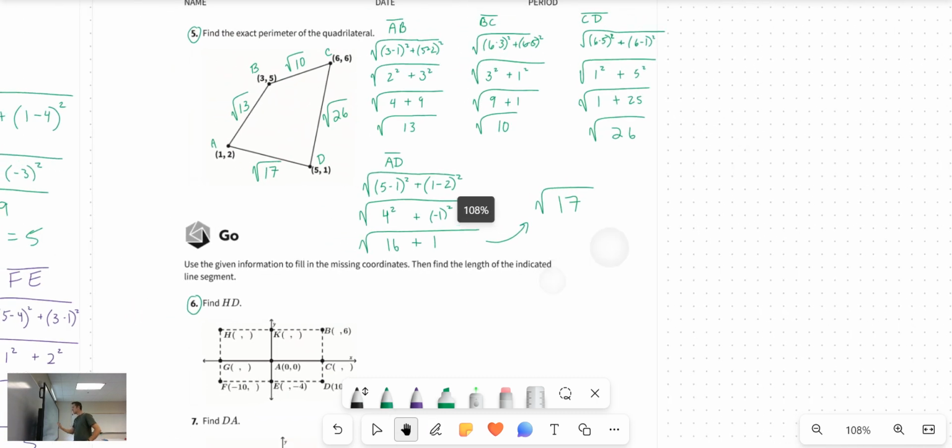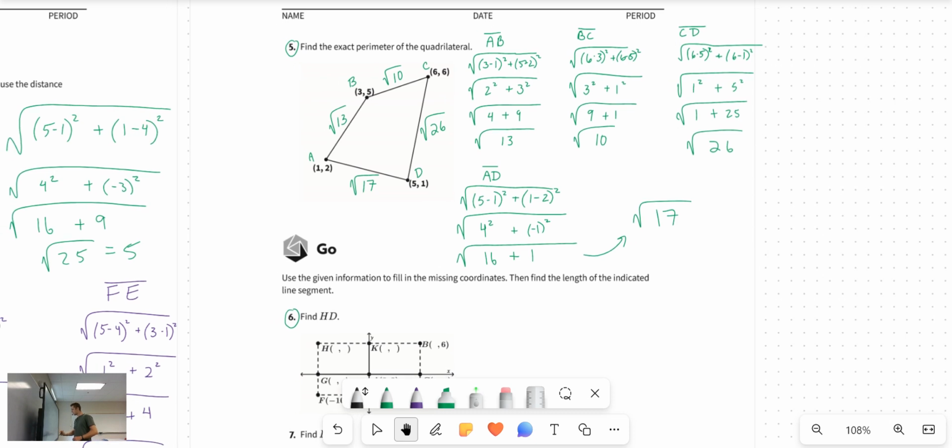All right. And the exact perimeter of the quadrilateral, we're just going to add these together. So we're going to say that the perimeter, I'm sorry, is equal to all of the parts added together. So let's go from smallest to largest. The square root of 10 plus the square root of 13 plus the square root of 17 plus the square root of 26.